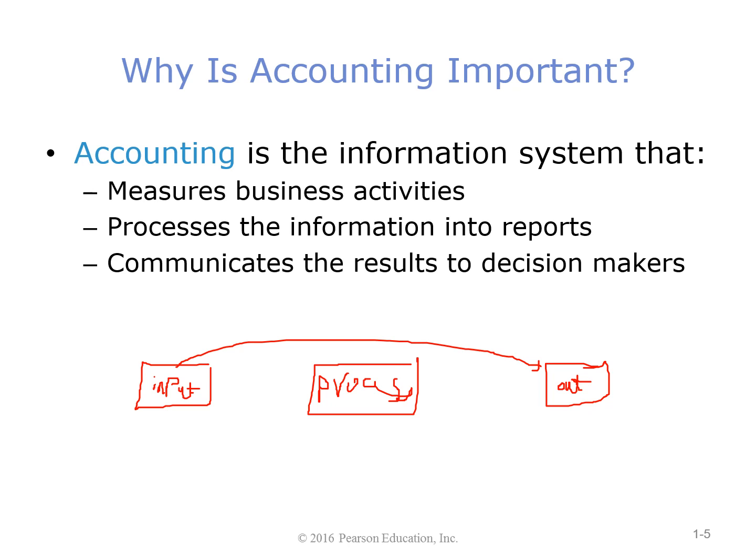So the information system measures the business activity, including all the inputs that happen inside the organization or the business, and processes this information into reports. That report is used to communicate the results to the decision makers, which means that at the end, the main objective of accounting is to provide information.